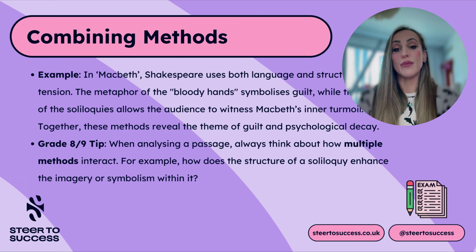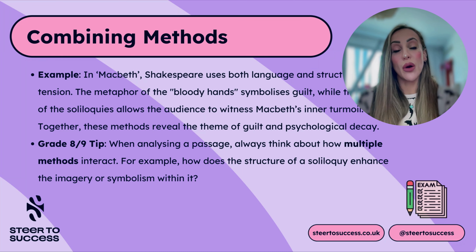So as an example, in Macbeth, Shakespeare uses both language and structure to build tension. The metaphor of the bloody hands symbolizes guilt, while the structure of the soliloquies allows the audience to witness Macbeth's inner turmoil and witness Macbeth unravel. Together, these methods reveal the theme of guilt and psychological decay. And as a grade 8 or 9 tip, when analysing a passage, always think about how multiple methods interact. For example, how does the structure of a soliloquy enhance the imagery or symbolism within it?